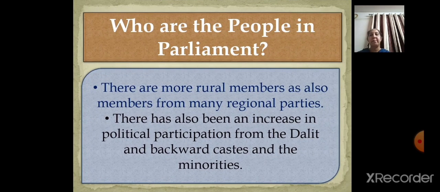Now, the next topic: who are the people in parliament? The parliament now has more and more people from different backgrounds. There are more rural members as also members from many regional parties. There also has been an increase in political participation from the Dalit and backward castes and the minorities. Now, let's understand this in detail.